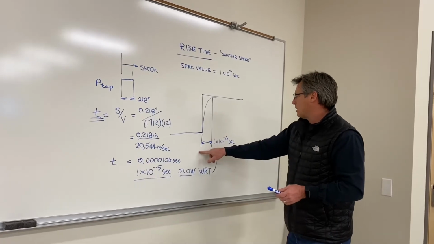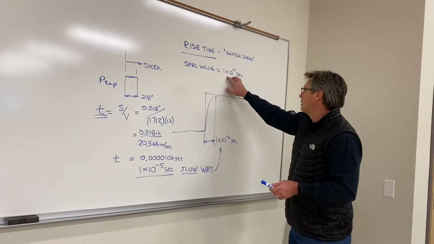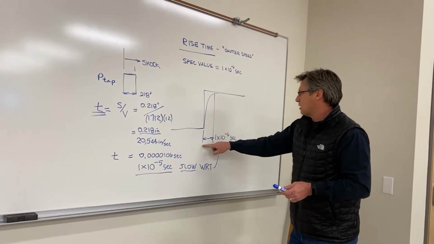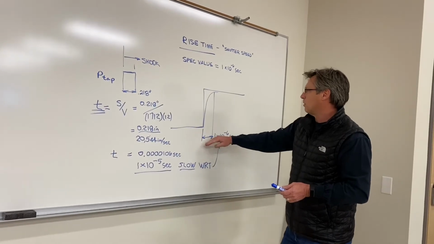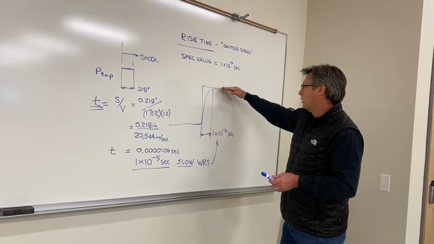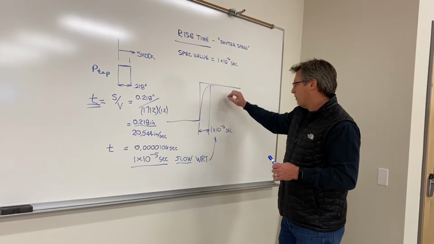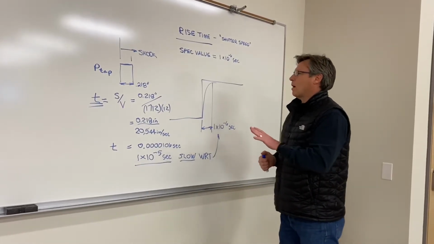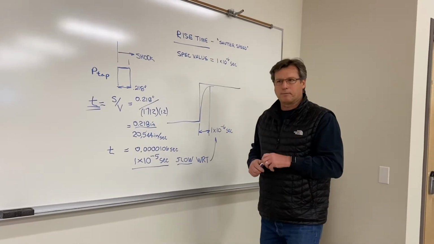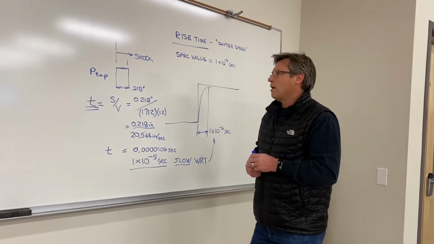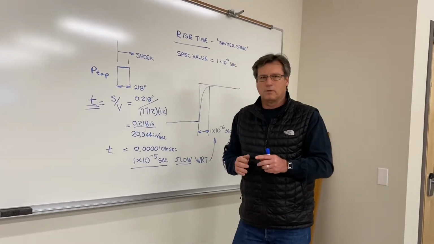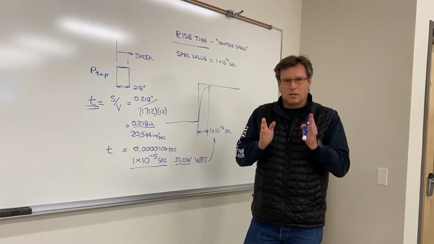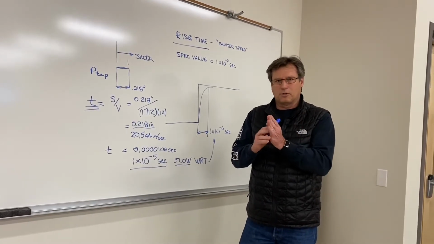So if I graph this out, this spec value of 1 times 10 to the minus 6 seconds is the time it takes for the pressure transducer to respond to a step input like we're seeing with the shock wave. So that's what that is. And what we want to do is compare that rise time with the event time. Now the event time from the standpoint of the pressure transducer is the time it takes the shock wave to pass over the face of the pressure transducer.